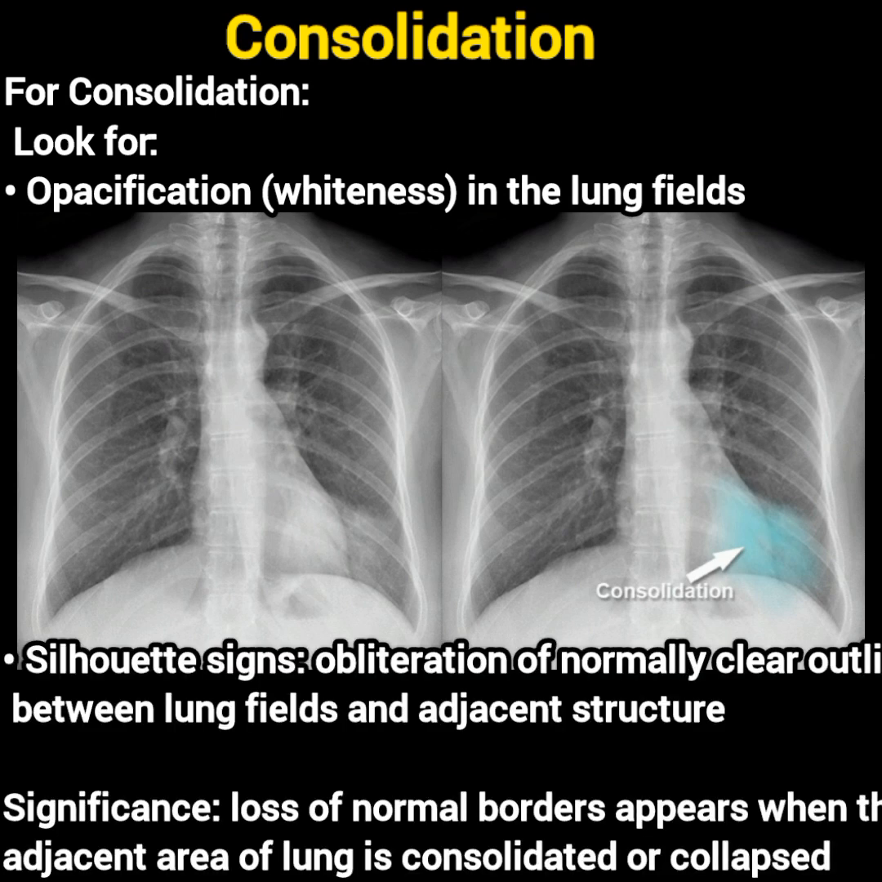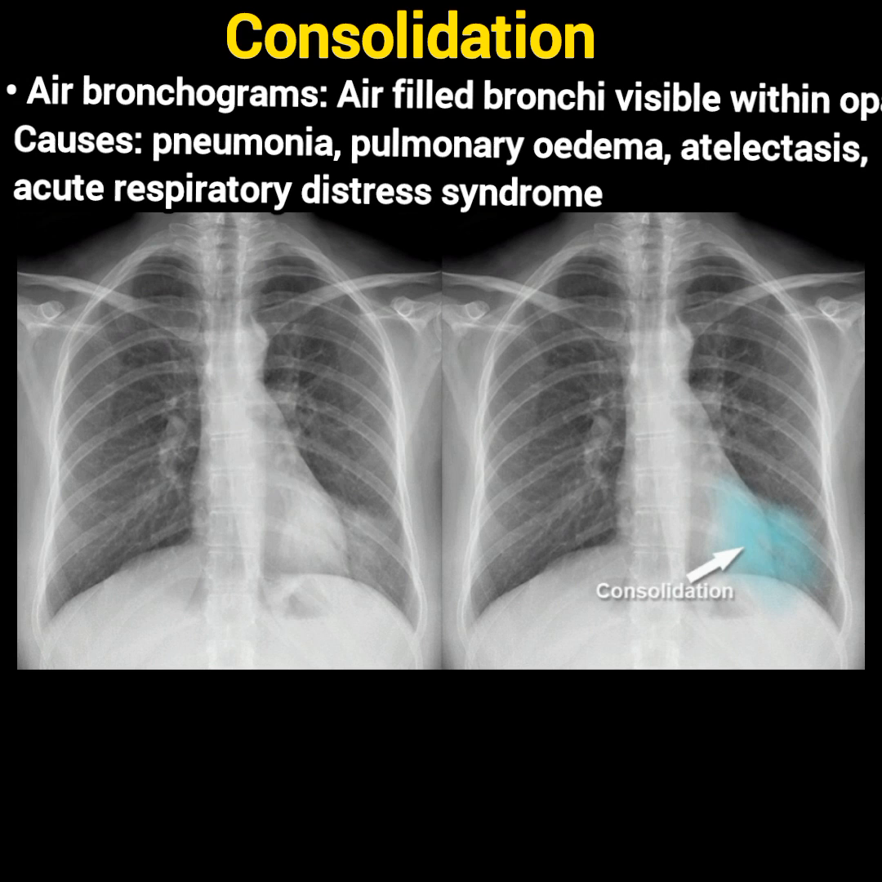The silhouette sign is the obliteration of the normally clear outlines between the lung fields and adjacent structures. Any loss of the normal borders appears when the adjacent area of the lung is consolidated or collapsed. Also check for any air bronchograms: air-filled bronchi visible within the opaque area, which is caused by pneumonia, pulmonary edema, atelectasis, acute respiratory distress syndrome.